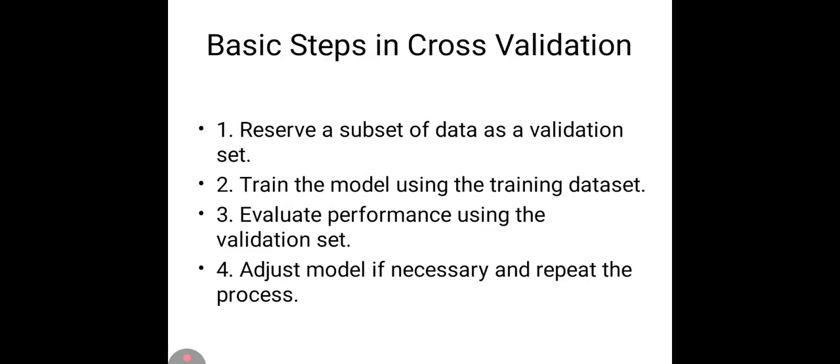So what are the basic steps in cross validation? Cross validation generally involves four main steps. First, we reserve a part of our data set as a validation set. Second, the model is trained on the remaining training data. After training, we test it on the validation set. Finally, based on the performance, we adjust the model and repeat if needed. This ensures our model is evaluated properly before deployment.